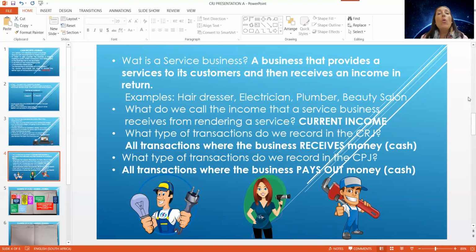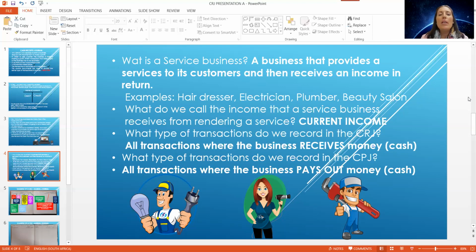We also acknowledge that there's lots of businesses where the business can render a service and sell products. And I'm immediately thinking of a hairdresser that can cut people's hair and treat their hair, but also sell shampoo and conditioner and so on. For the purpose of grade 8, we're only going to look at the rendering of the service part. So just keep that in mind.